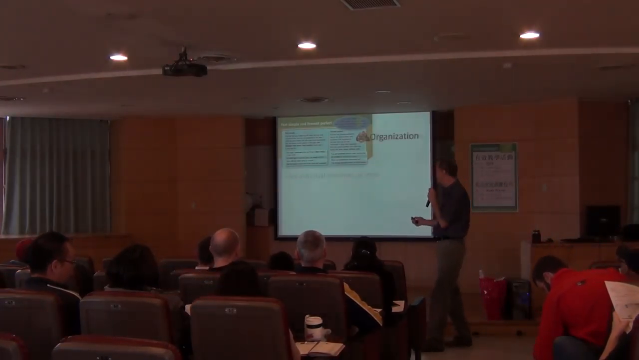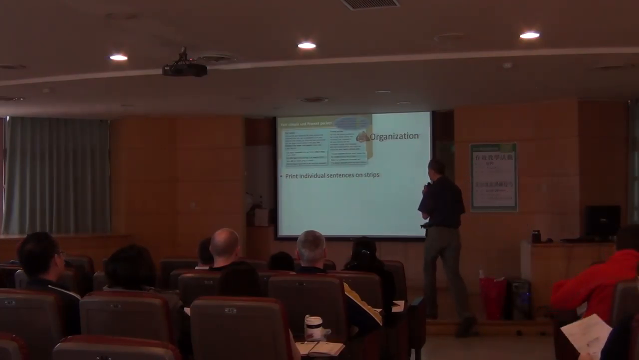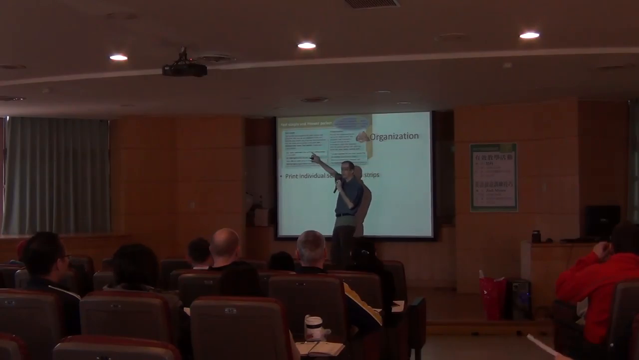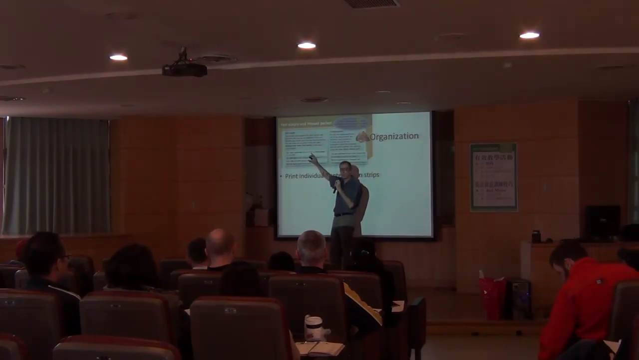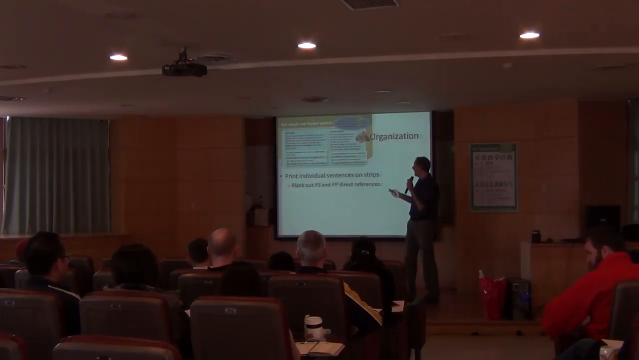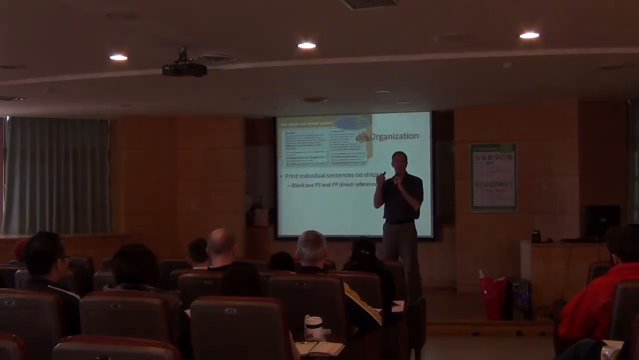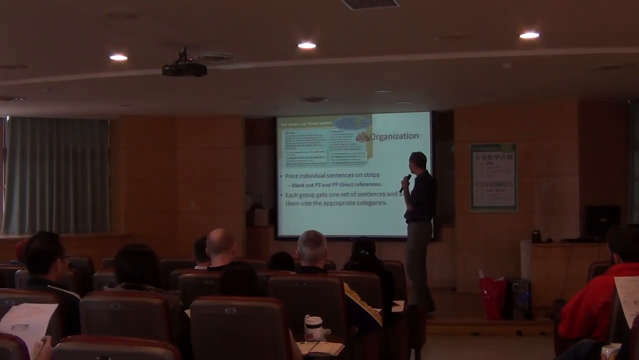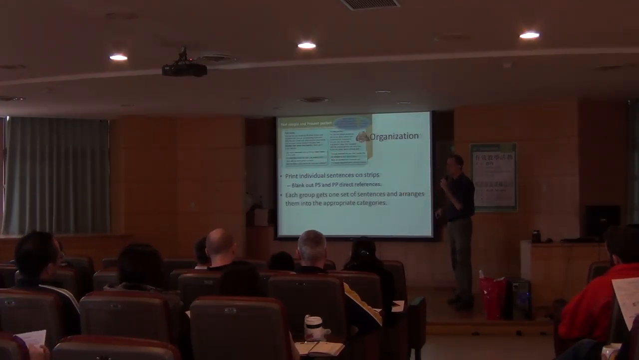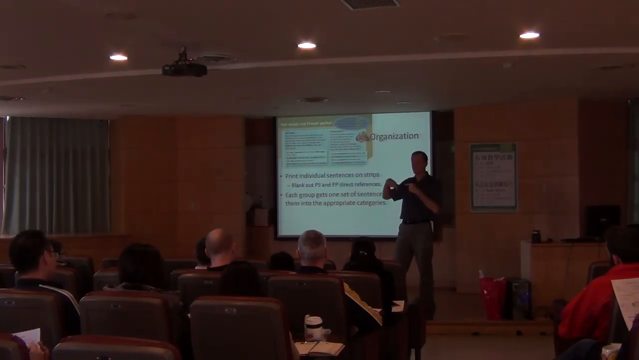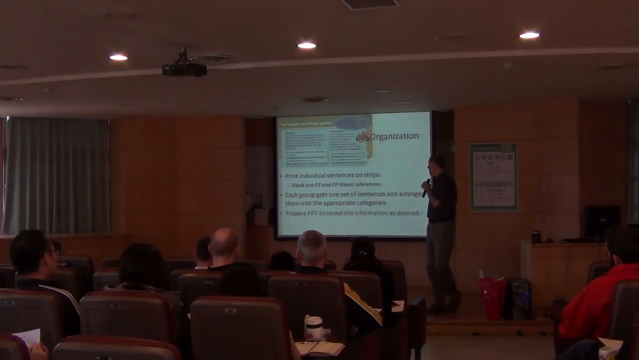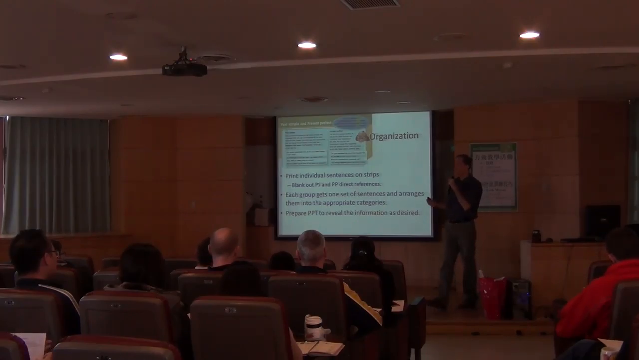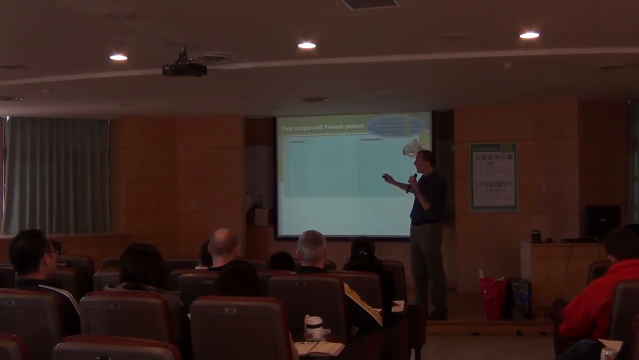So for this one, I would do something for organization. Print individual sentences on strips. And you don't have to do this completely separately, but you can, or you can do it as one big group. Right? You blank out the PS and PP direct references, so you can white it out before you copy it, or you can type this up by yourself in Word. Each group gets one set of sentences, arranges them into the appropriate categories. So now you're just doing teamwork with one master worksheet, and then everybody's discussing where the stuff goes on the worksheet. And use a PPT to reveal the information as desired. So as you're reviewing it, you have this up on the board, which is the same thing, but everything blanked out.